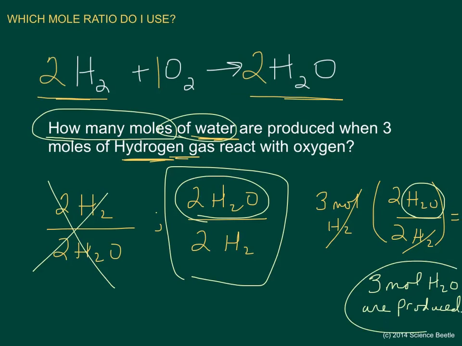So it's not very difficult to identify which mole ratio you're going to use, but you need to figure out what the total combinations are, and then ask yourself, which one am I trying to find? And that's what goes in the numerator.